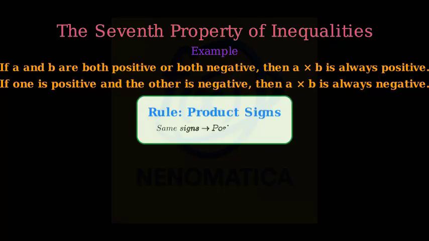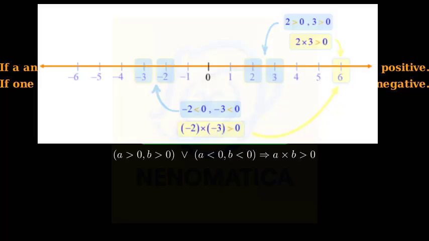Let's express this property mathematically. First, if both a and b are positive or both are negative, their product is positive. We can write this as for a greater than 0 and b greater than 0, or a less than 0 and b less than 0. This implies that a times b is greater than 0.